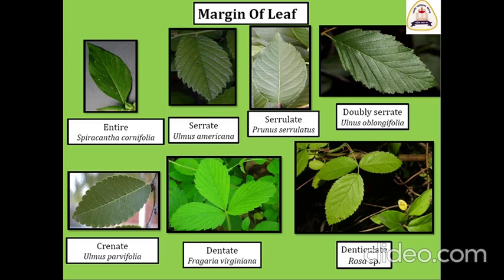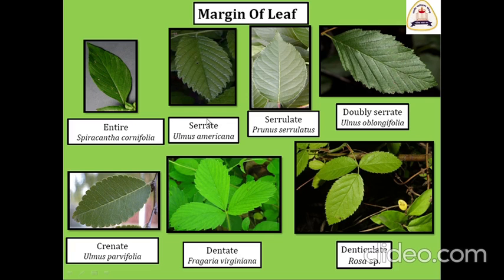As well as that, the margin of the leaf may be of various types, and this margin also gives a characteristic feature to a particular leaf. Entire means there is no incision on the leaf lamina; the margin is entire, complete, smooth. Another example is Pyracantha cornifolia.